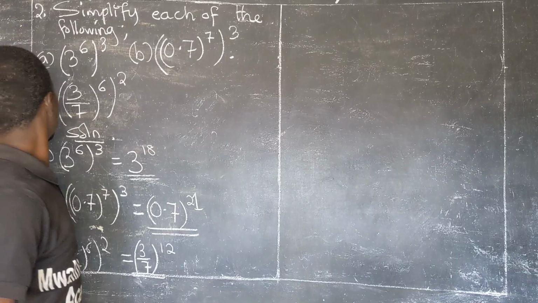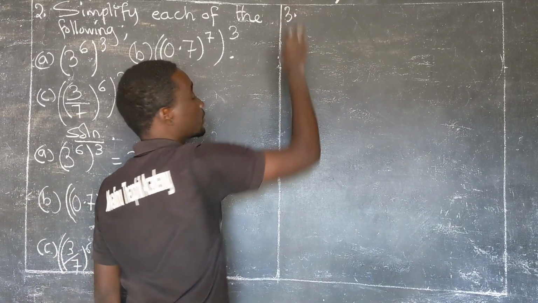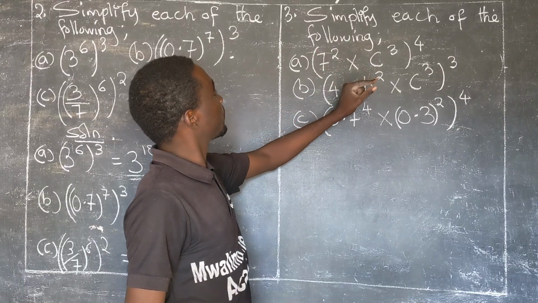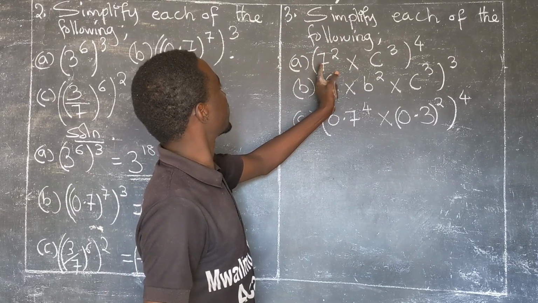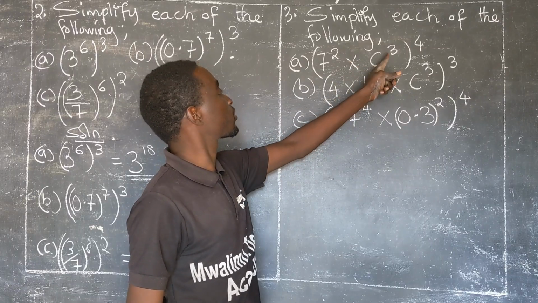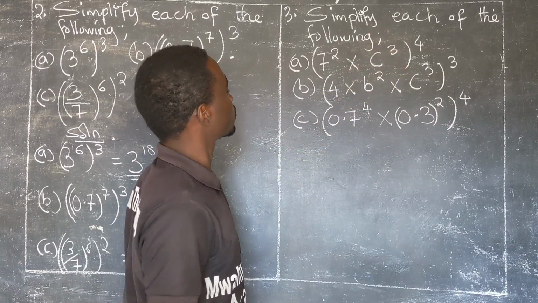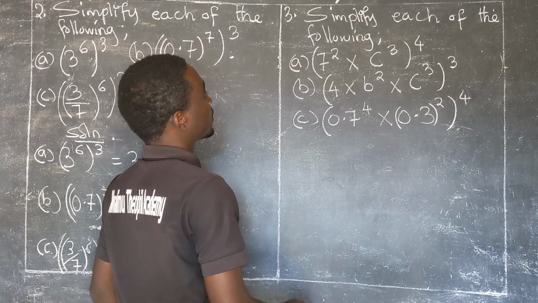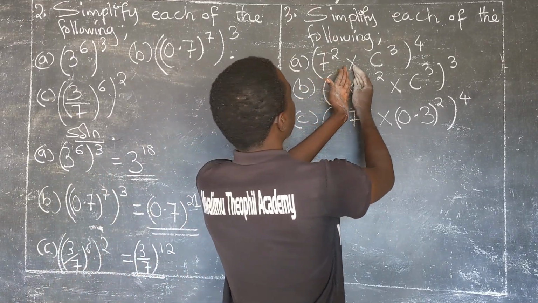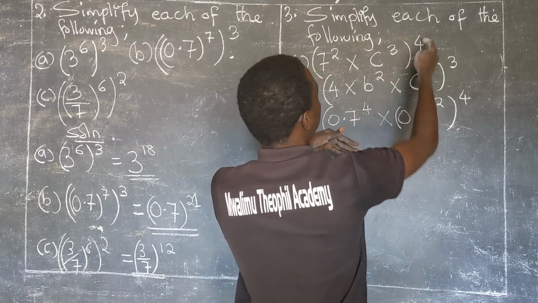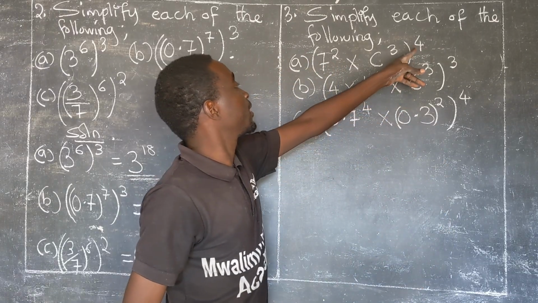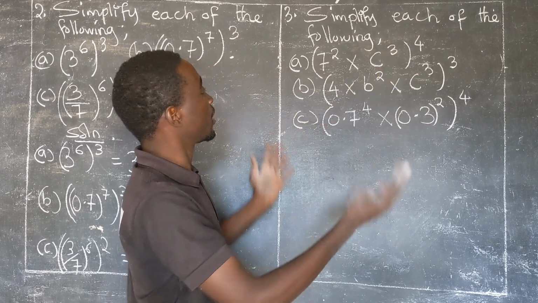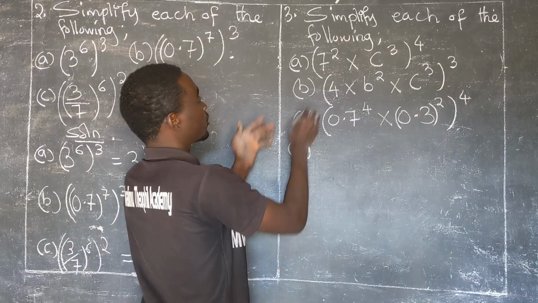After that, let's go to our third example. It states that simplify each of the following. A is opening bracket 7 raised to 2 times C raised to 3, closing bracket raised to exponent 4. Here, as we've said in the power law of a product, after multiplying, and you find that the multiplied numbers are expressed in a single exponent, we just multiply the exponent to each exponent of the individual numbers within a bracket. Now, our solution for part A is going to be this way.